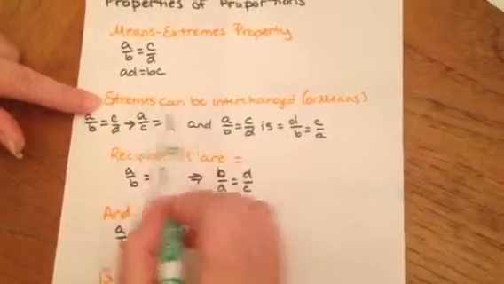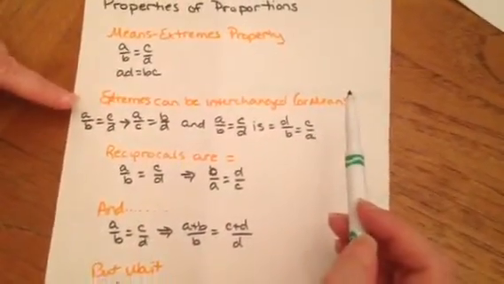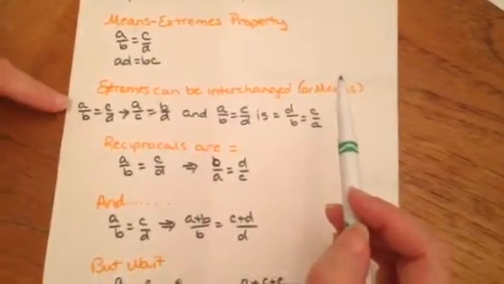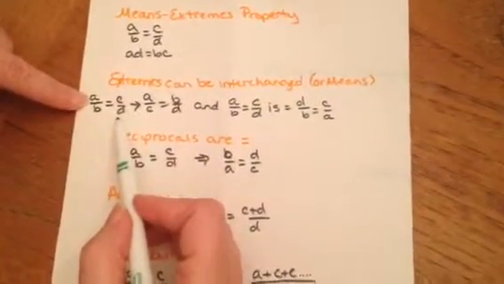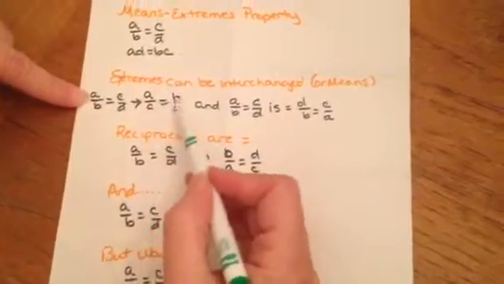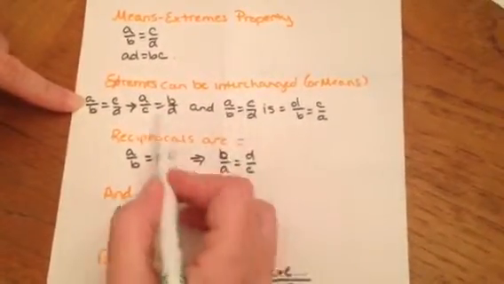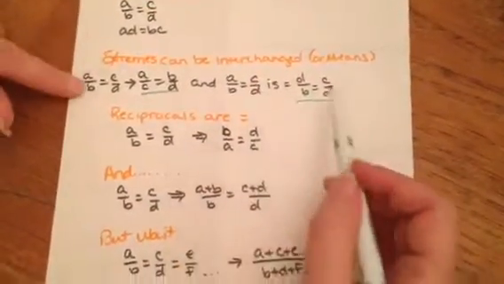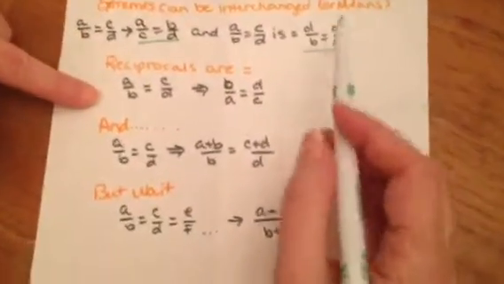We can interchange the extremes or interchange the means and still have equal proportions. Okay, the plain old English of that is just trade their spaces. Like if this is my original problem, A is to B as C is to D, I can flip B and C, or I can flip A and D. So basically, I can swap positions in the proportion on the diagonal, and I still have an equal proportion.